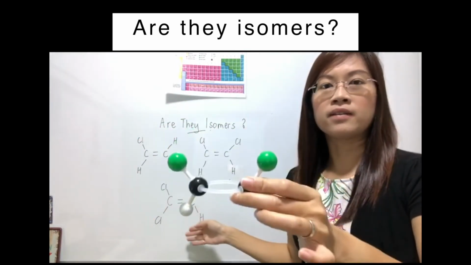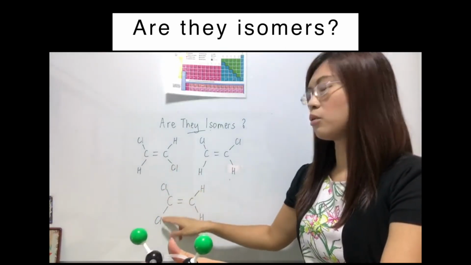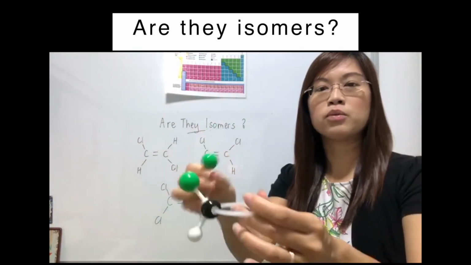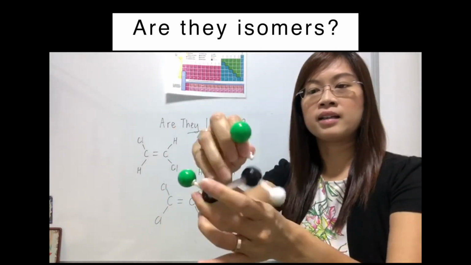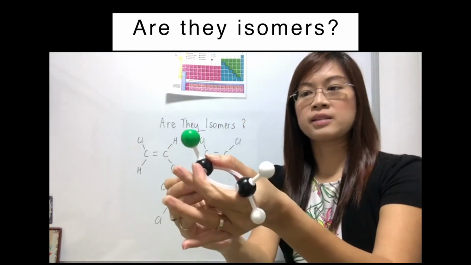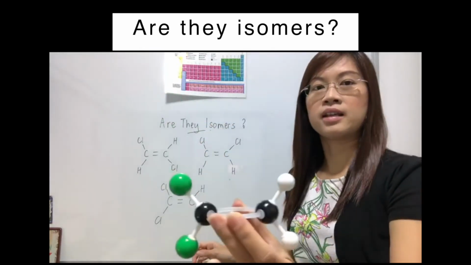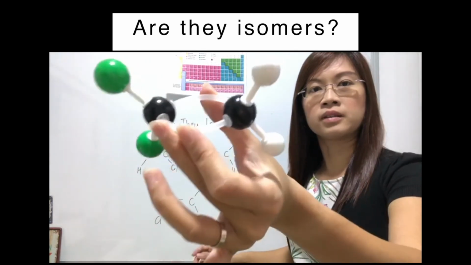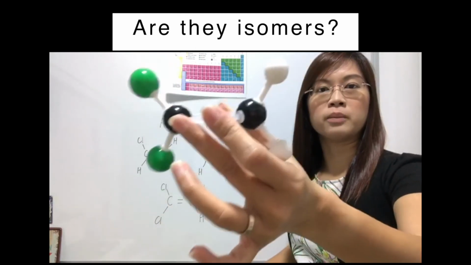Alright, and what about the third structural formula? So the third structural formula shows that these two chlorine are on the same carbon atom. So that means I have to remove one of these chlorine atoms and attach it to the other carbon atom by changing the position with this hydrogen atom, and it gets me to this arrangement. So this shows the representation for the third structural formula that's drawn on the board. See that?